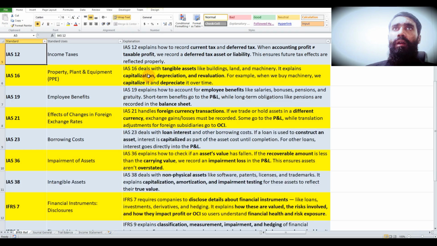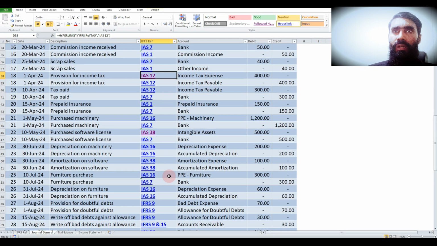Now under IAS 12, income tax. Income tax, how to record current tax and deferred tax when accounting profit is not equal to taxable profit. We record deferred tax assets or liabilities. This ensures future tax effects are reflected properly.